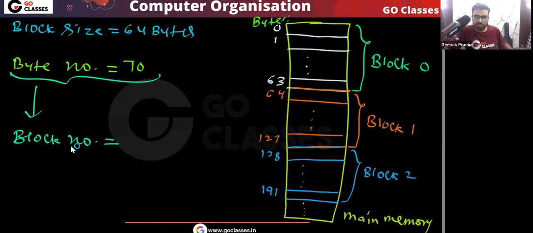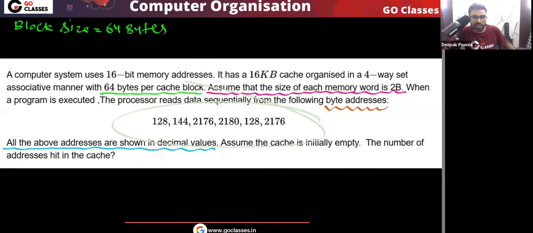You already know from this picture that the block number will be 1, because byte number 64 to byte number 127 belong to block number 1. Yes or no? So this byte number 70 is in decimal. The byte numbers in this question are given to you in decimal. The byte addresses are given to you in decimal.